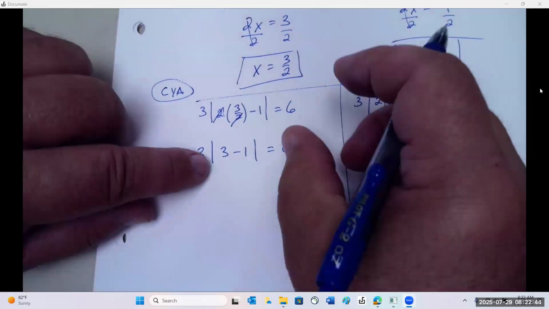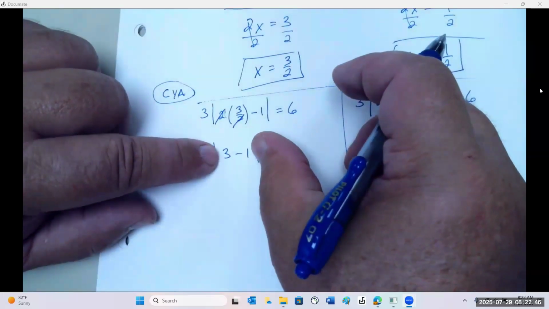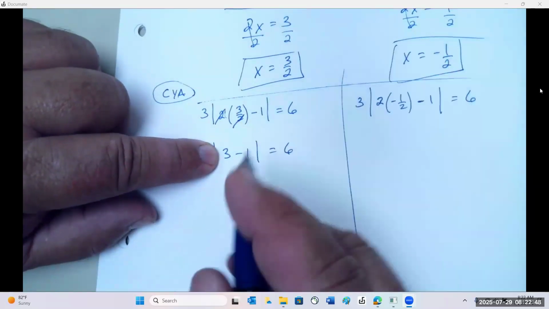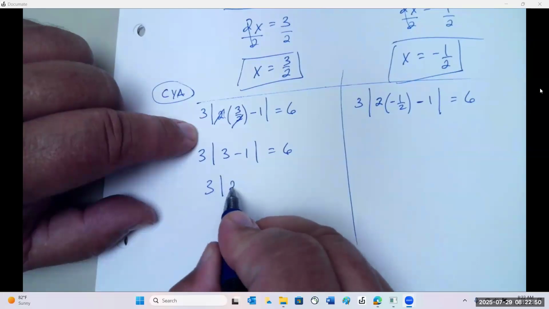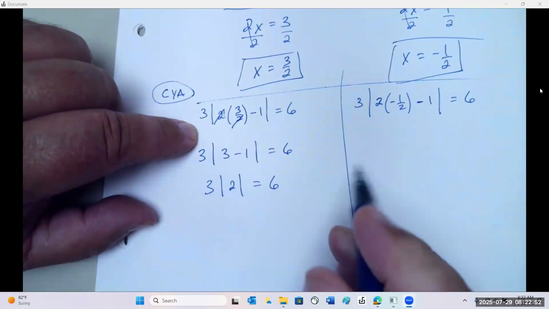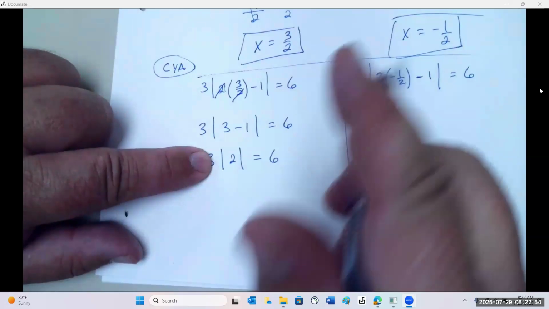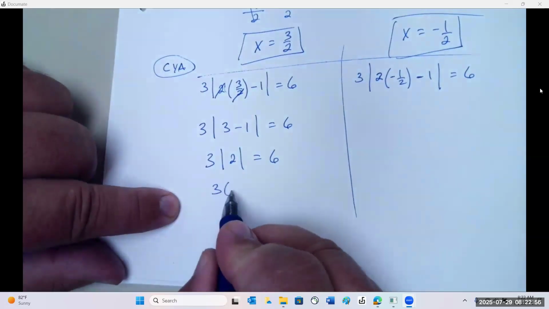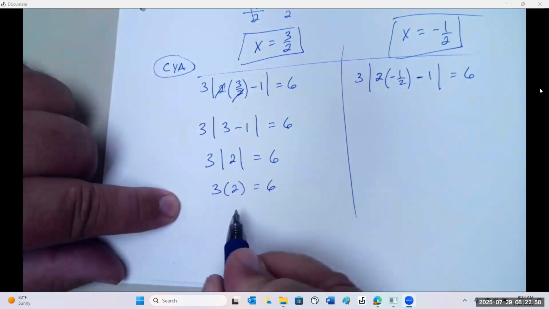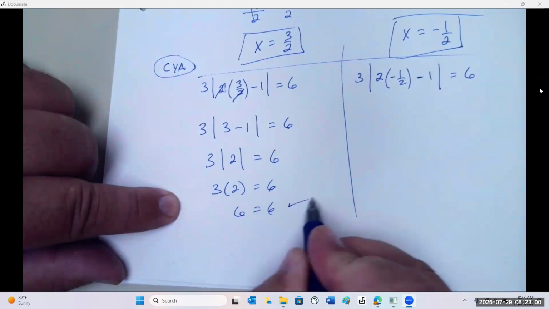Repeat the process. Absolute values. Can I do inside there? Yes. What is 3 minus 1? 2. What's the absolute value of 2? 2. 3 times 2 is 6. So it works.